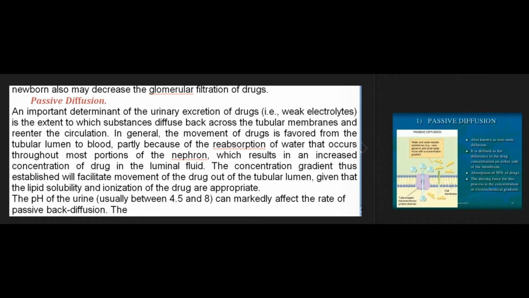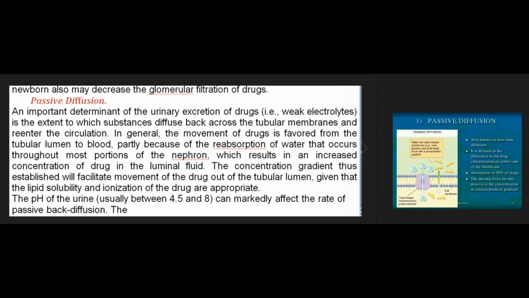Passive diffusion. An important determinant of the urinary excretion of drugs, i.e., weak electrolytes, is the extent to which substances diffuse back across the tubular membranes and re-enter the circulation. In general, the movement of drugs is favored from the tubular lumen to blood, partly because of the reabsorption of water that occurs throughout most portions of the nephron, which results in an increased concentration of drug in the luminal fluid.